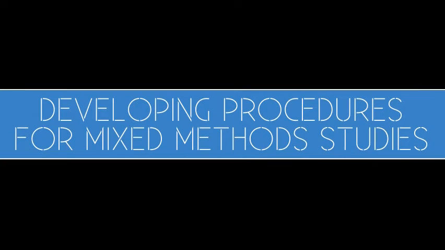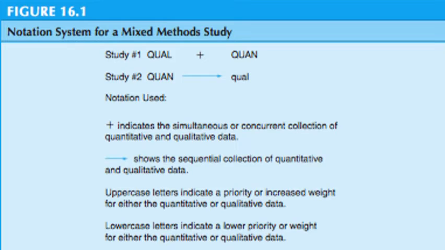Developing procedures for mixed methods studies. It is important when conducting mixed methods studies that researchers choose which form of research holds more weight. Figure 16.1 from Creswell shows two different ways to show this. For example, study number 1 shows that qualitative and quantitative research are equally as important, whereas study number 2 shows that quantitative research was done first and is more important, whereas qualitative research is a lower priority but there to just back up the quantitative research.